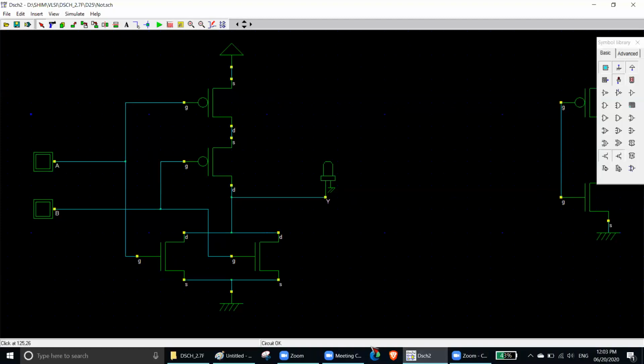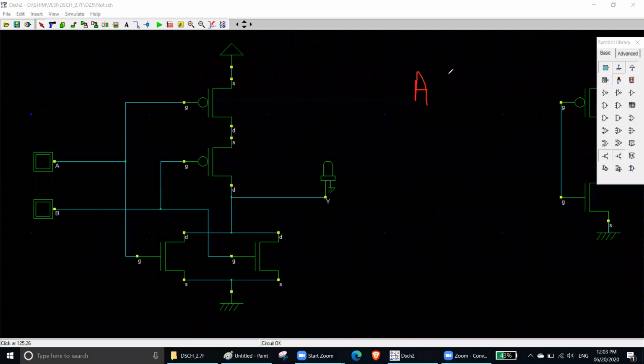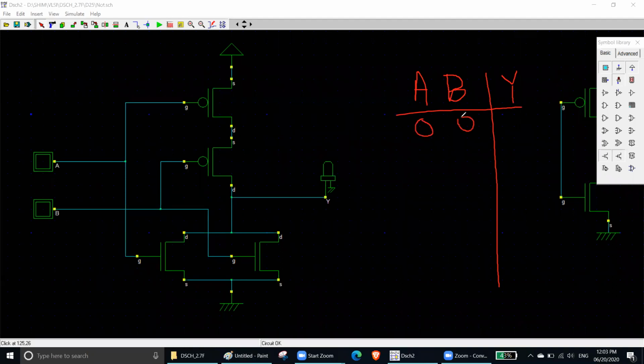Before checking, let's draw a truth table. This is your A. This is your B. And this is your Y. Let's give 0, 0, 0, 1, 1, 0, 1, 1.